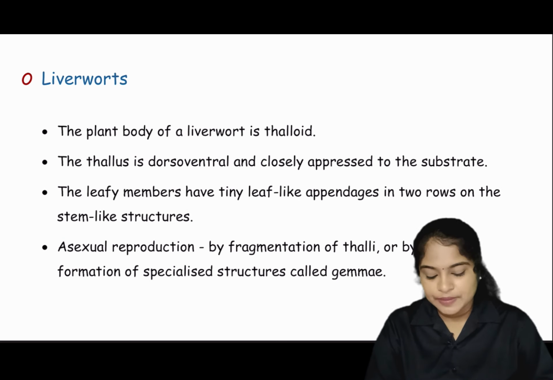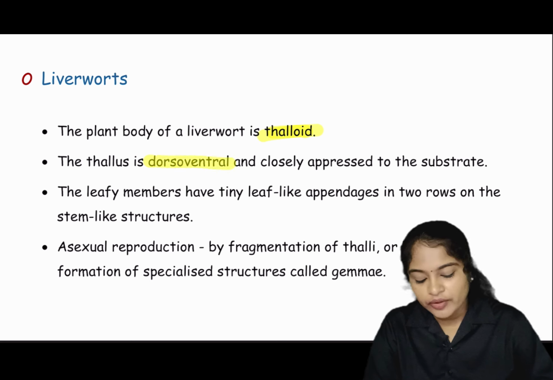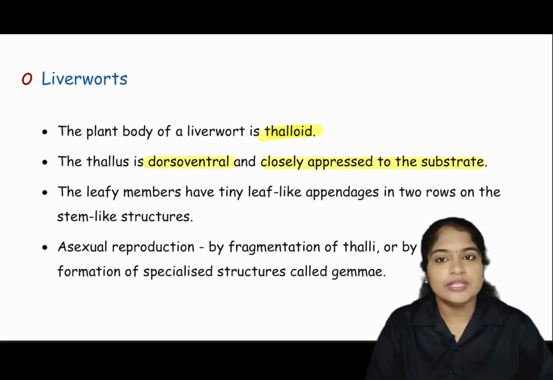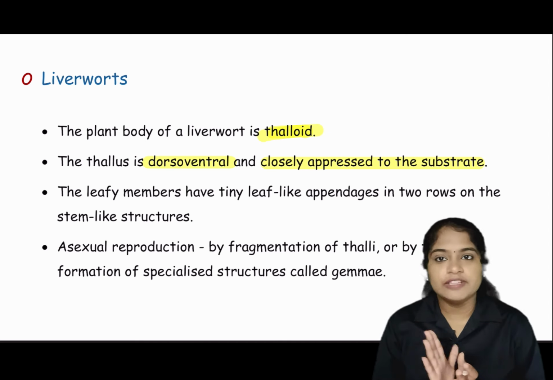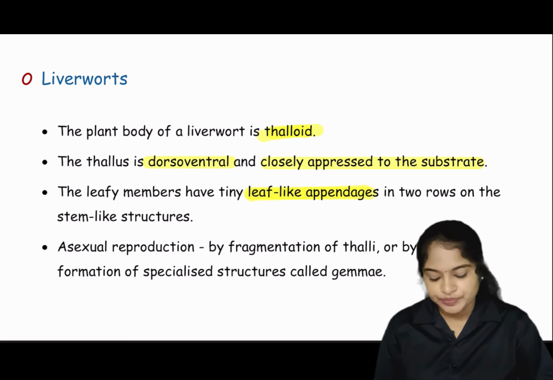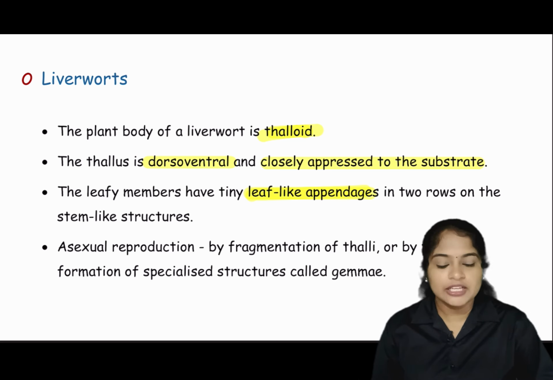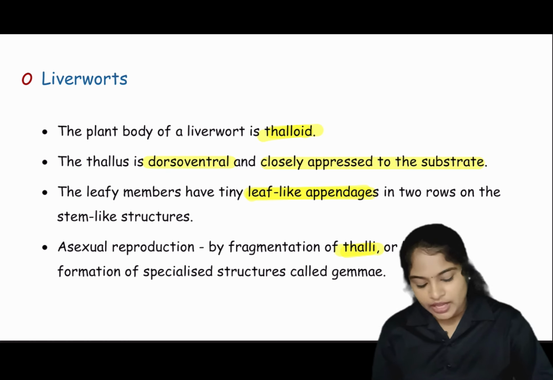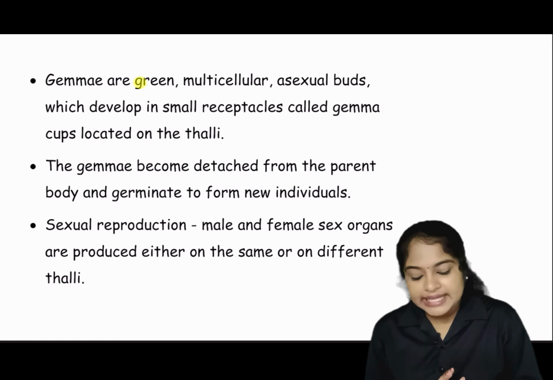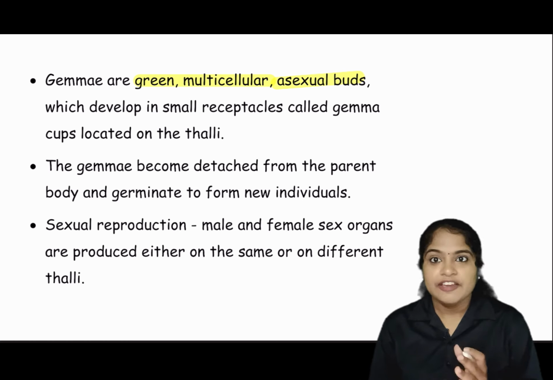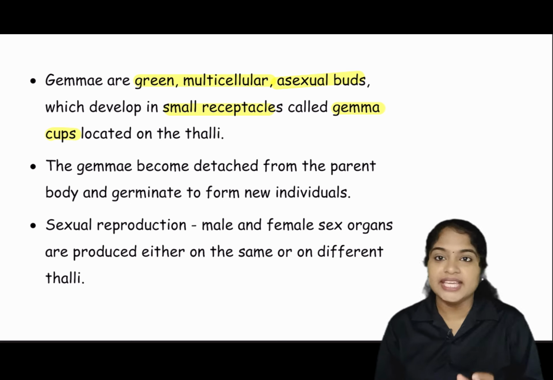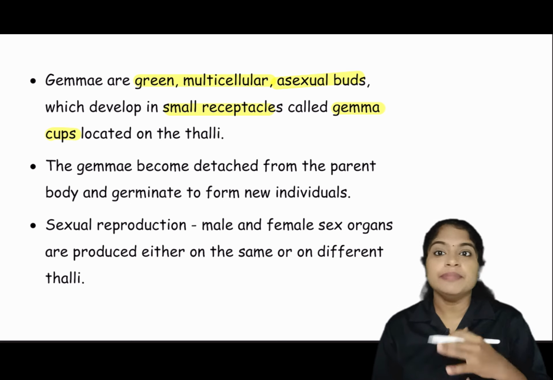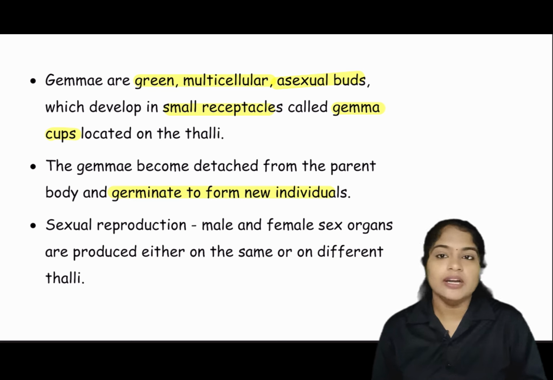Liverwort is a type of bryophyte. Their plant body is thalloid, and this thallus is dorsoventral and closely appressed to the substrate. The leafy members of these liverworts have leaf-like appendages in two rows on a stem-like structure. Asexual reproduction is by fragmentation of the thalli and also by gemmae formation. Now what are gemmae? Gemmae are green multicellular asexual buds developed in small receptacles called gemma cups, which are located on the thallus. The gemmae become detached from the parent body and germinate into a new individual.